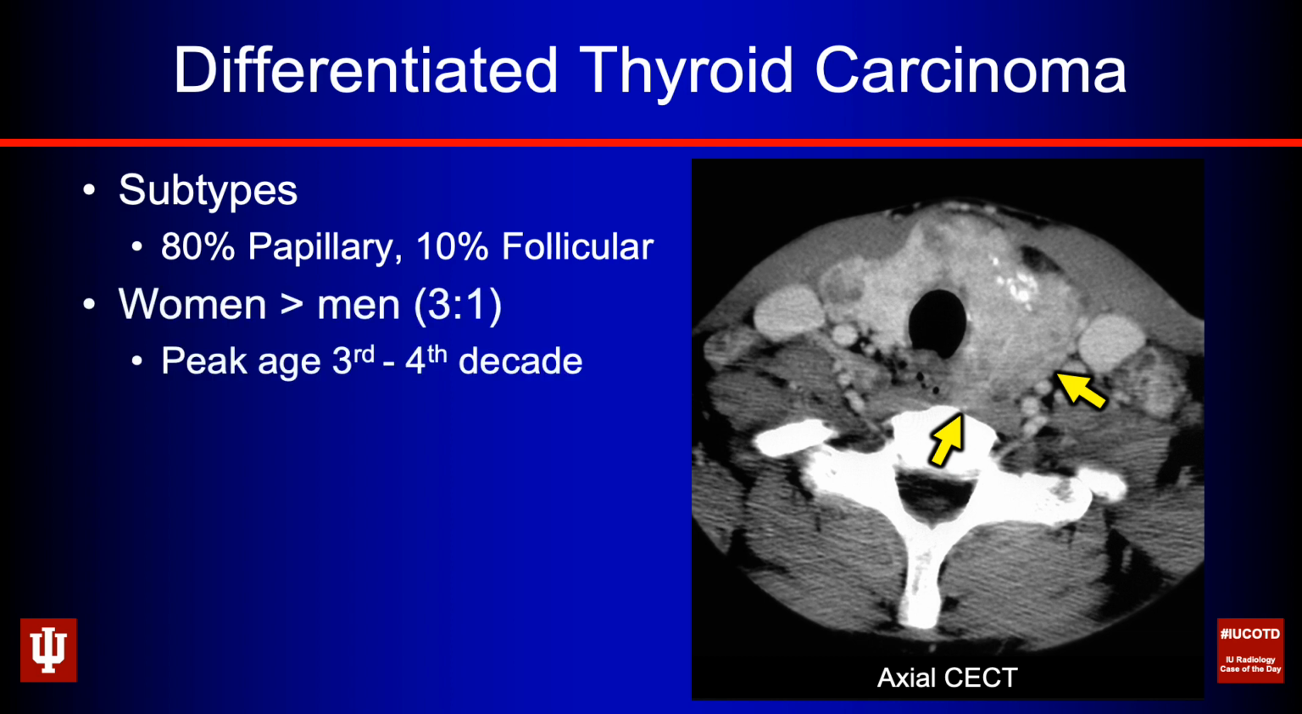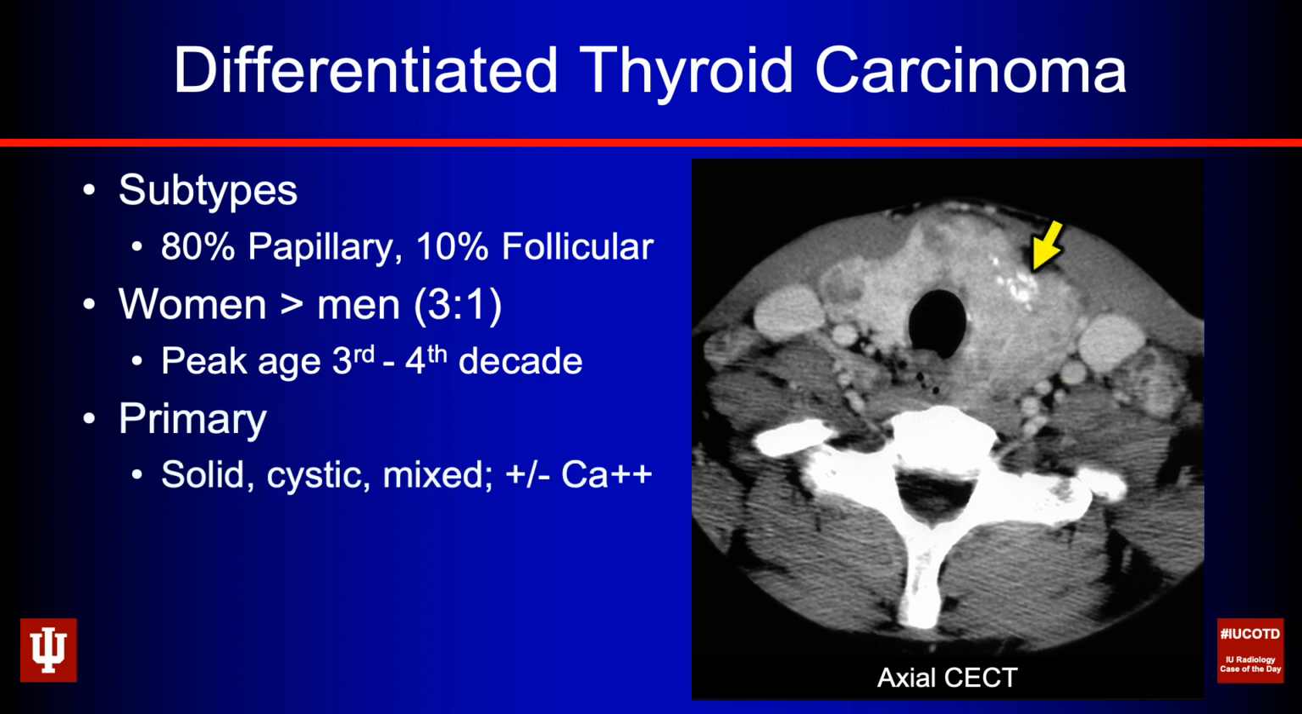This is more common in women than in men. It's about a 3-to-1 ratio. And as I said before, this is a disease that disproportionately affects younger adults. You certainly can get it in older adults, but it has a high incidence in young adults, peak age somewhere in the 3rd and 4th decades. And that, again, is sort of what drives the ACR's white paper on how to deal with incidental thyroid nodules.